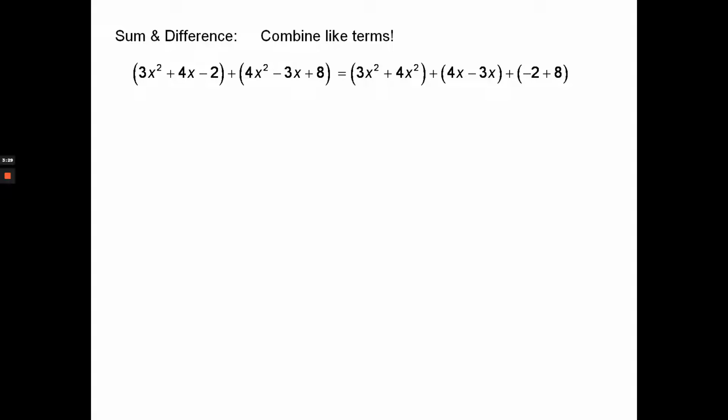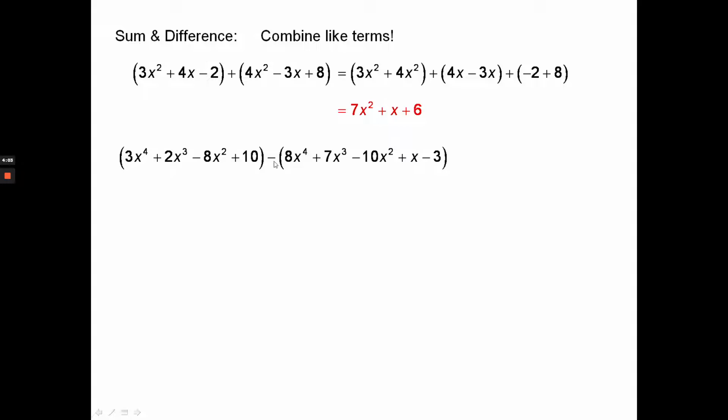Sum and difference. On sum and difference, we are going to combine like terms. If it's a plus, easy, we're going to group our like terms together. So 3x squared and 4x squared, we're going to add. 4x plus negative 3x, and then negative 2 and 8. So here I have them grouped. You don't have to necessarily do this on your paper. This is more like what you would do in your mind. So 3x squared plus 4x squared is 7x squared. 4x minus 3x is x, and negative 2 plus 8 is 6.